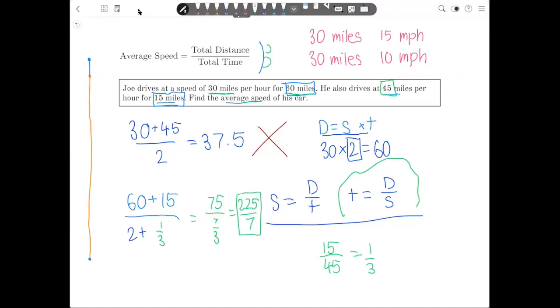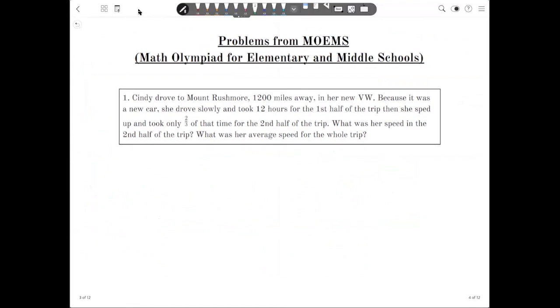Okay, let's try some more MOEMS problems now. Cindy drove to Mount Rushmore, 1,200 miles away, in her new VW. Because it was a new car, she drove slowly and took 12 hours for the first half of the trip, but then she sped up and only took 2/3 that time for the second half. What was her speed for the second half? And what was her average speed for the whole trip?